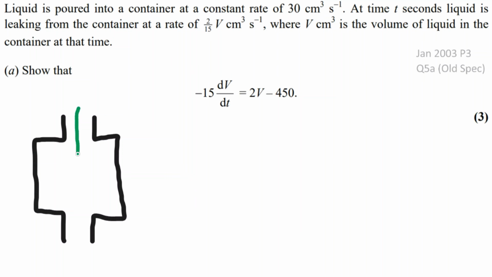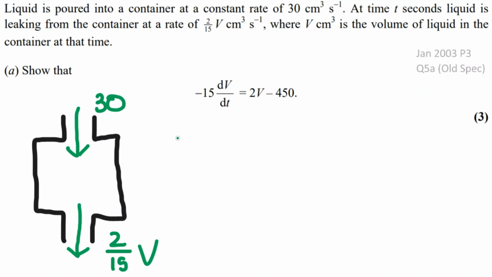So liquid is poured into the container at a constant rate of 30. Okay, and then in the second sentence we're told that liquid is leaking from the container at a rate of 2 over 15 V centimeters cubed per second. So liquid is leaking from the container at a rate of 2 over 15 V centimeters cubed per second like this here.